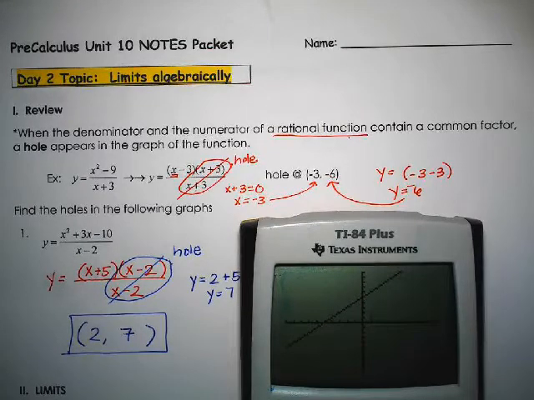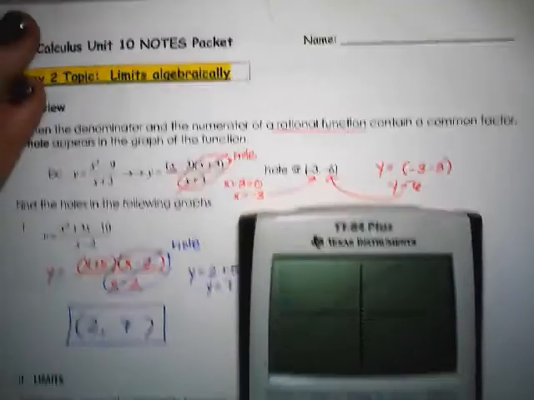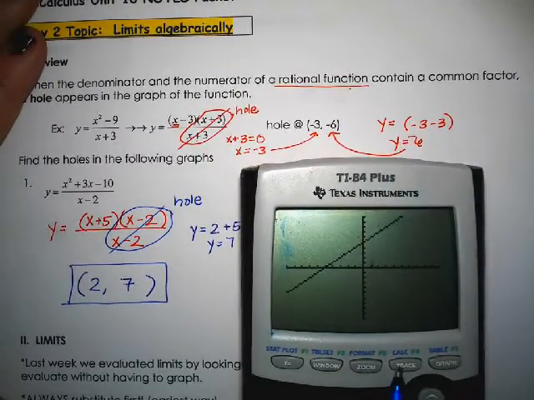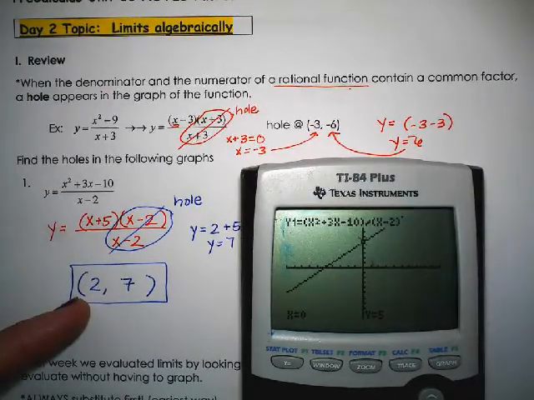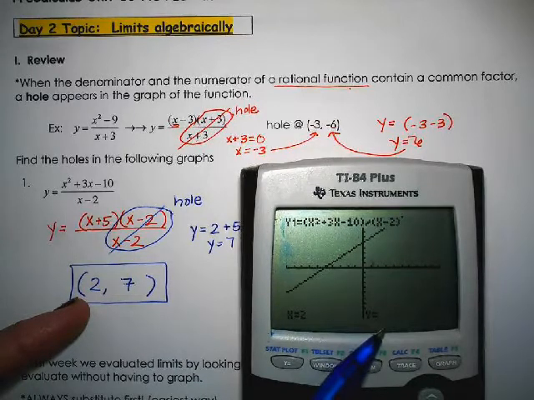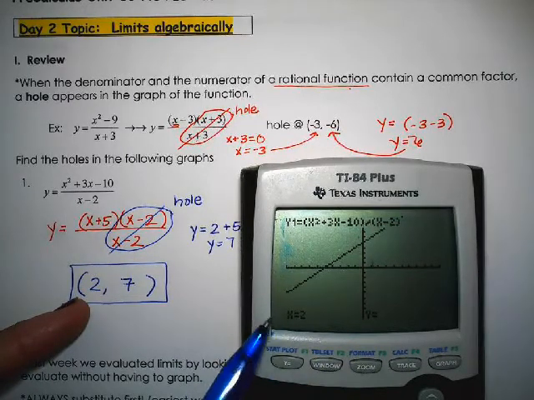But if I hit the trace button on my calculator, it gives me x and y on the bottom. If I just type in my x value of 2, so I'm just typing in the number 2, and I press enter, it's not going to give me a y value. It says y equals, and it's blank. And what that means is there's a hole when x is 2.